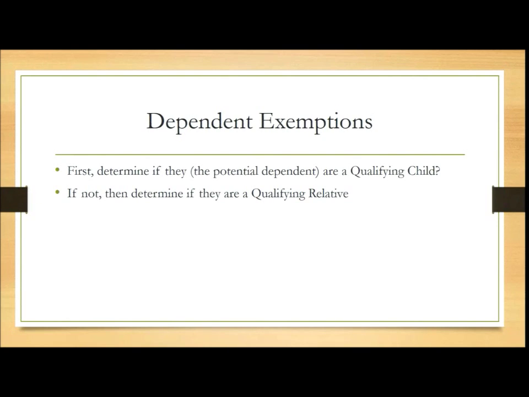So if they're a qualifying child, they're a dependent, or at least potentially, and there are a few nuances to all of this stuff that it's hard to make really broad statements about any of it. But by and large, if they're a qualifying child, they're a dependent. If they're not a qualifying child, then we'll look at qualifying relative, and of course, if they're a qualifying relative, then they are a dependent.